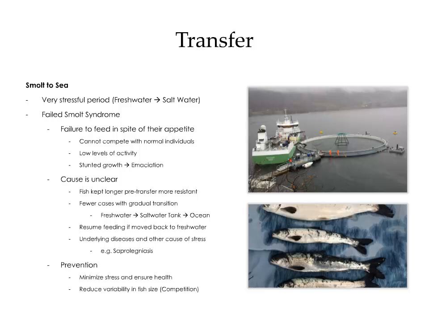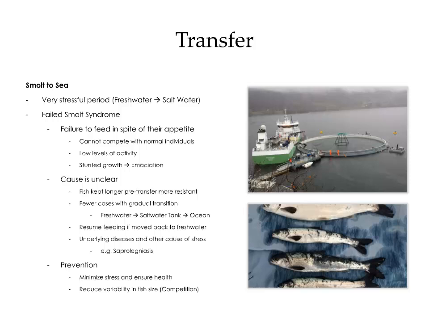Fish that are kept longer pre-transfer seem to be more resistant. There are also fewer cases when the transition is gradual. For example, if the fish are moved from a freshwater tank to a saltwater tank before they're moved into the ocean, there are fewer cases of failed smolt syndrome. If the fish experiencing this syndrome are moved back into the freshwater environment, they immediately resume feeding. This syndrome has also been associated with underlying diseases and other causes of stress, like saprolegniasis.